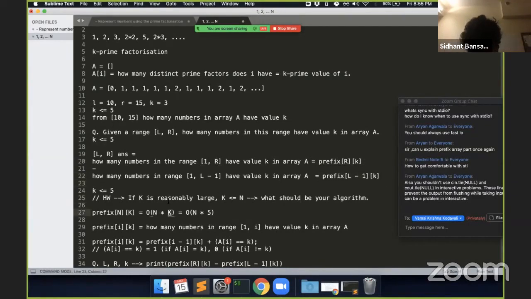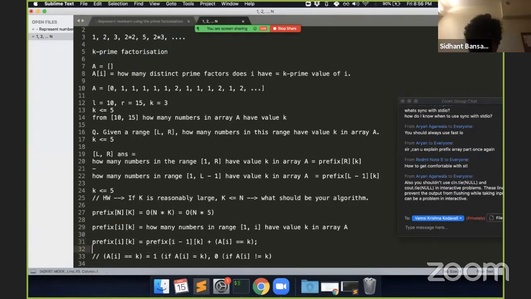So how do I define these prefixes? That's how I define them. I say prefix ik should store how many numbers in the range 1 to i have value k. And because k is small, our second dimension is not going to be that big. We only care about k less than or equal to 5, so our second dimension is at most size 5. And the recurrence that we use to create prefixes is this thing.